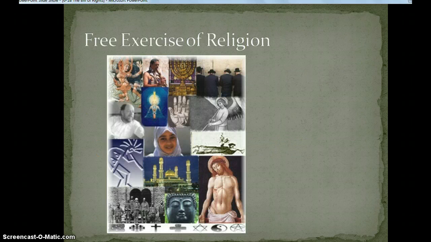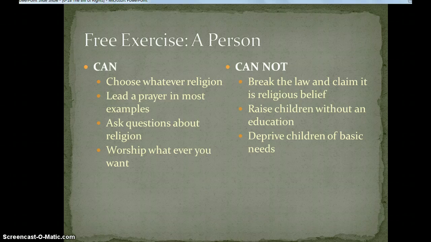And then finally, the free exercise of religion. Free exercise, a person can choose whatever religion he wants, which is good. You can lead a prayer in most examples. You can ask questions about religion, whether to ask what is Judaism and what are the pros and cons, what about Catholicism. If you're searching for the truth about life, you can ask that. Now, you might go, duh, but in other countries you're not allowed to.